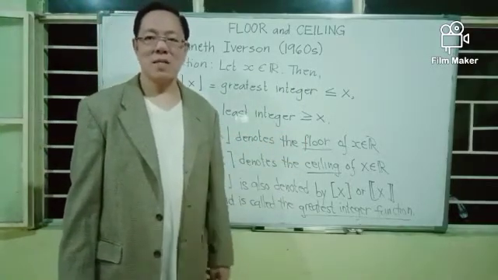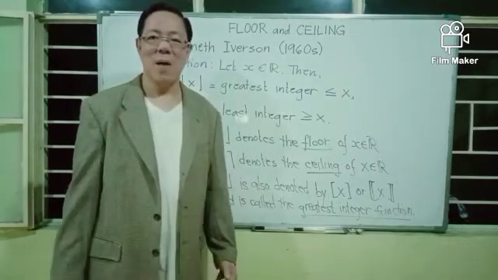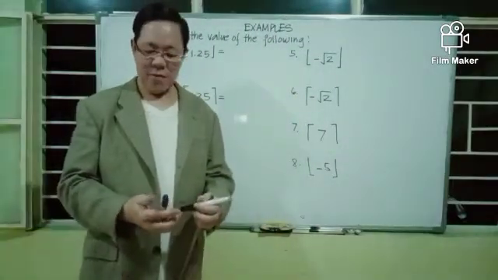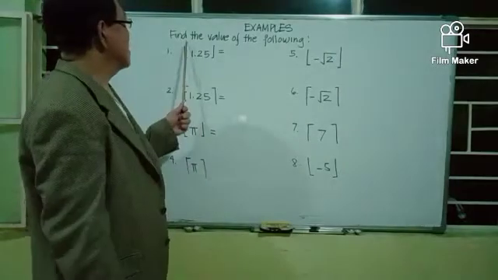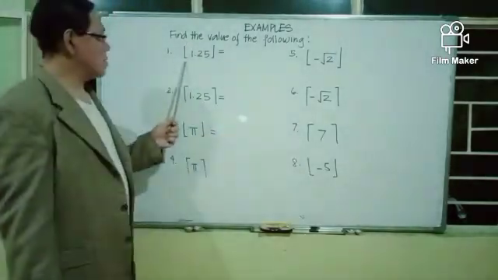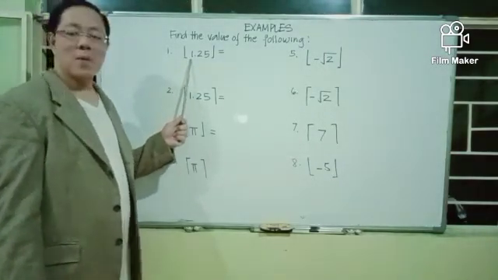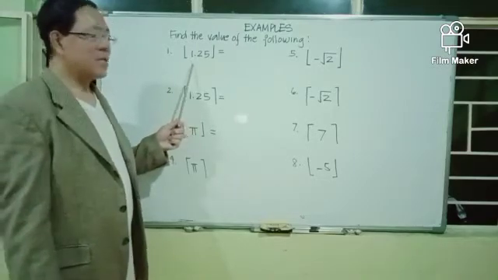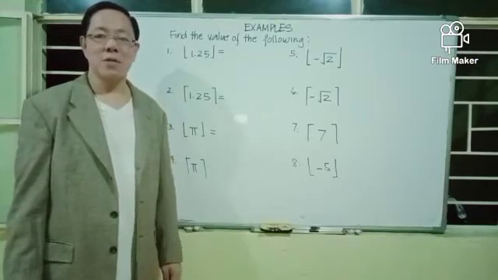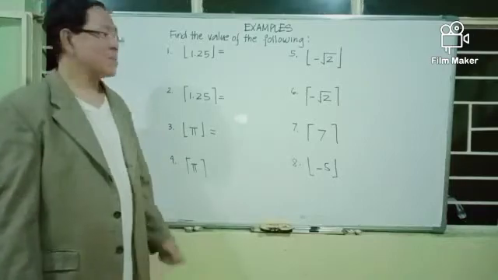We now take some examples of floors and ceilings of some real numbers. For our example, consider the following. Find the value of the following. Number 1, this is the floor of the real number 1.25. And the floor of the real number, as we stated earlier, is the greatest integer that is less than or equal to the real number.